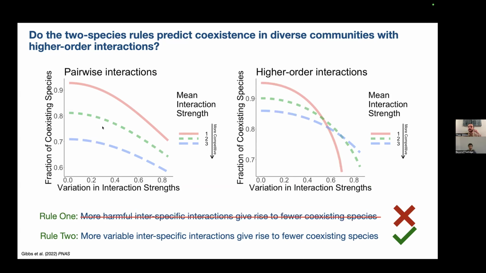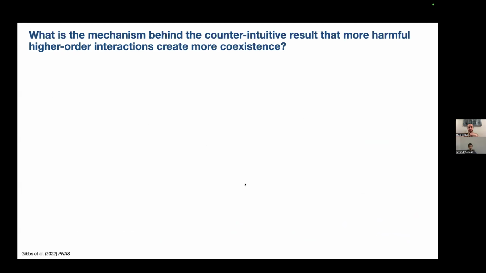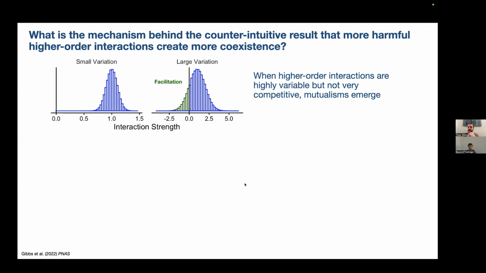But we found a more subtle effect for the average interaction strength in the higher order case. Specifically, we see that at high variation in interaction strengths, there's a kind of crossing over behavior, where more harmful interspecific interactions actually produce more coexisting species. This is counterintuitive for how ecologists typically think about competition. So what's the mechanism behind this counterintuitive result? We think the basic idea is that facilitative higher order interactions can actually be particularly destabilizing for coexistence.